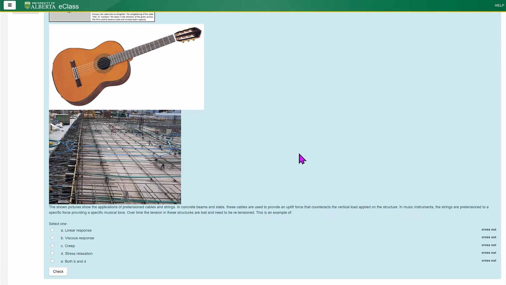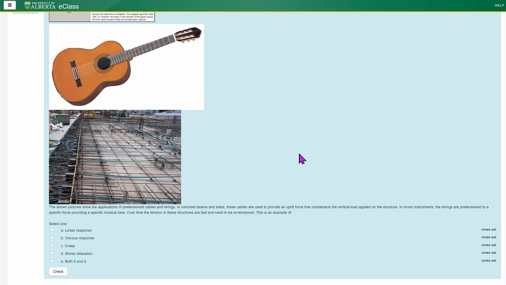The question says the shown pictures show the application of pre-tension cables and strings in concrete beams and slabs. These cables are used to provide an uplift force that counteracts the vertical load applied on structures. Again, it also helps keep that concrete in compression, which is what we want. And it says, in musical instruments, the strings are pre-tensioned to a specific force, providing a specific musical tone. If you play guitar, you will know exactly what this is talking about. I am terrible at music. I'm not entirely sure, but I know, of course, that if you put more tension on the string, it's going to have a different response.